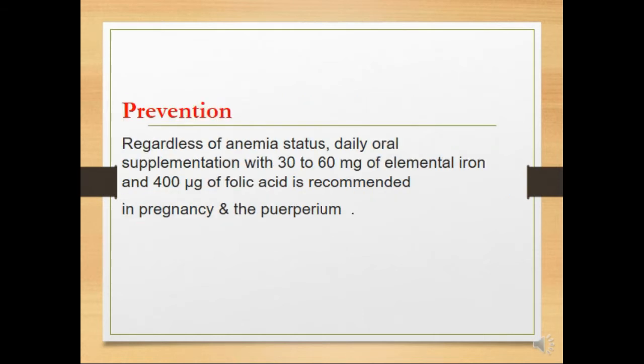Prevention. Regardless of anemia status, daily oral supplementation with 30 to 60 mg of elemental iron and 400 microgram of folic acid is recommended in pregnancy and puerperium.